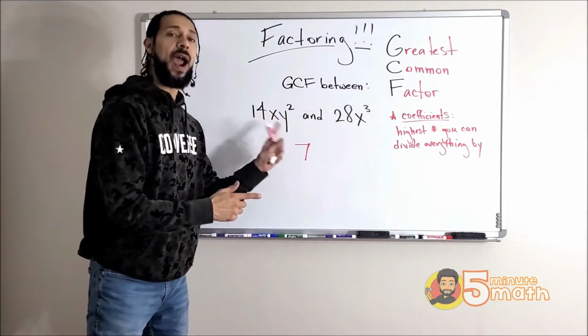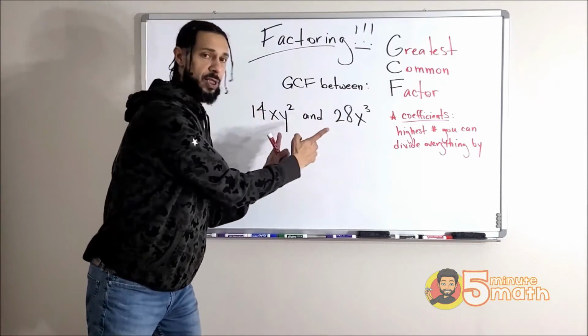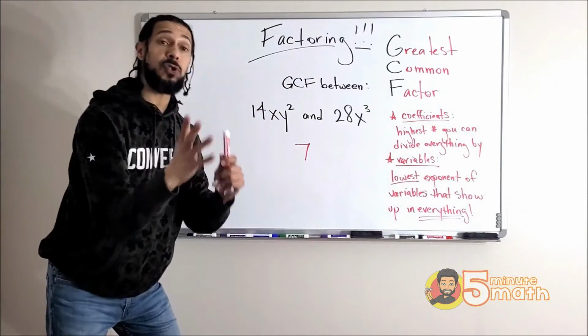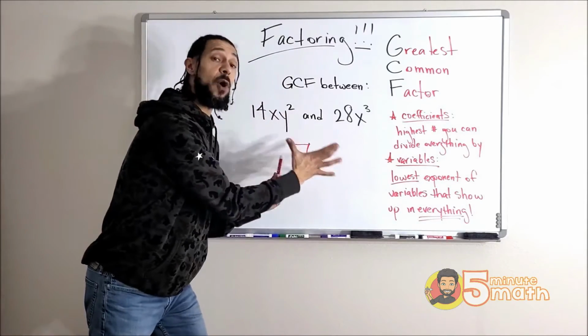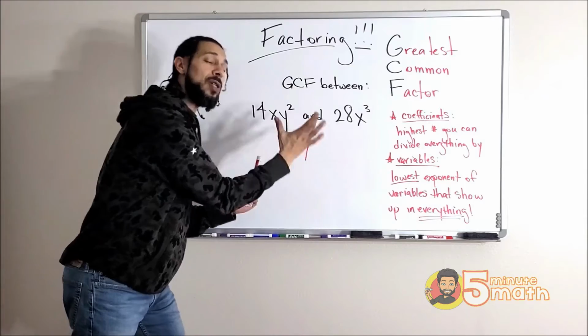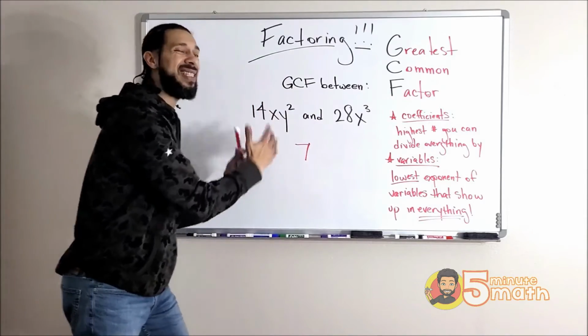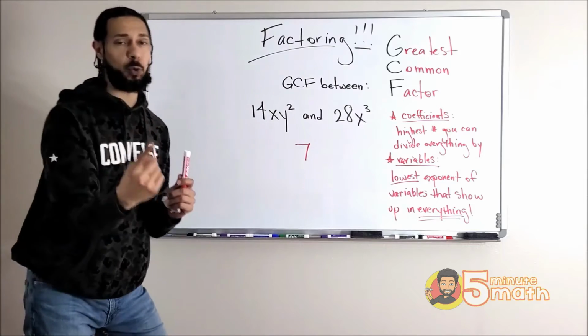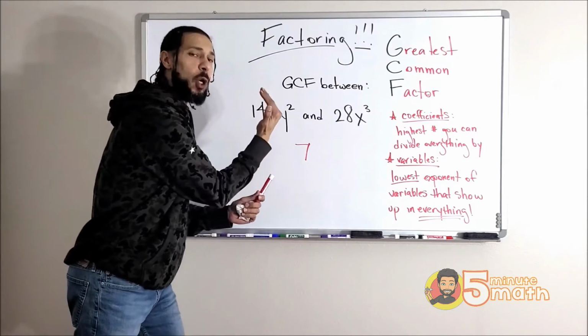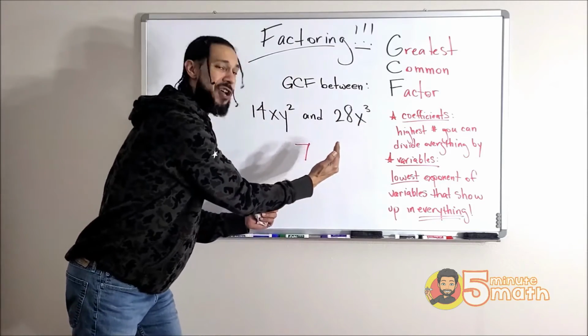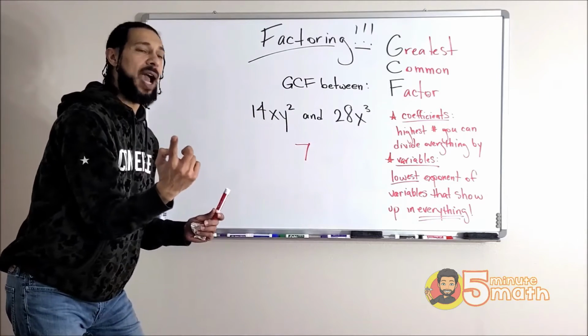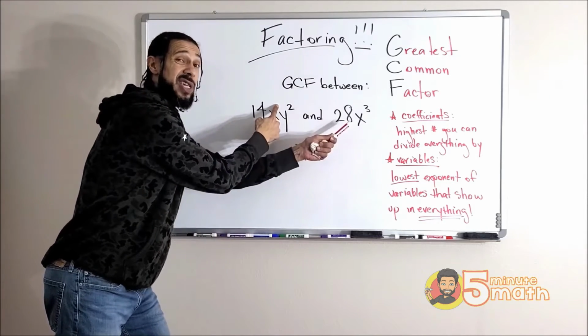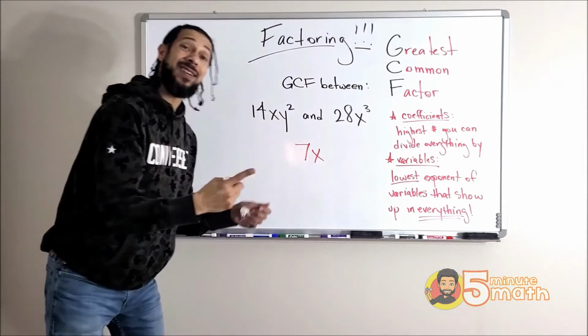Now let's talk about these variables. For variables, the rule is this: the GCF as far as variables go is the lowest exponent of the variables common to everything. That means they show up in every single thing. Let's talk x's first. We'll go one at a time. Do x's show up in everything? Yeah. What's the lowest exponent of x? 1 or 3? 1, exactly right.